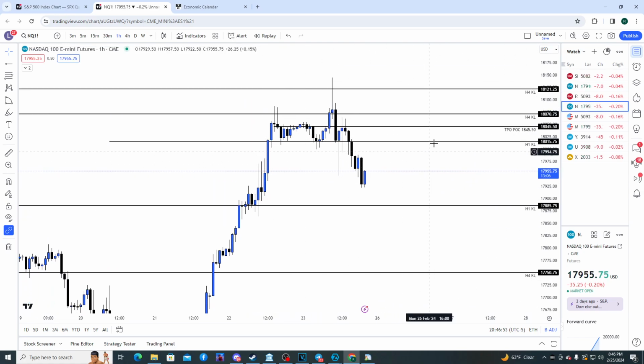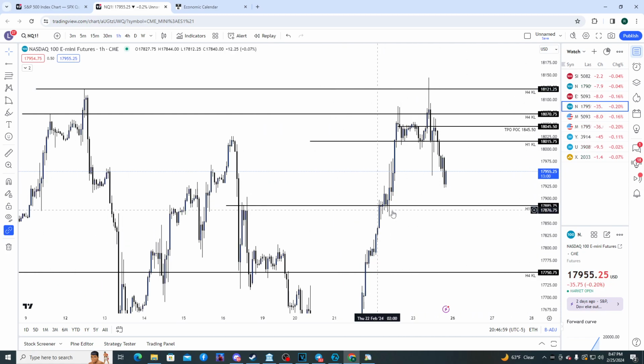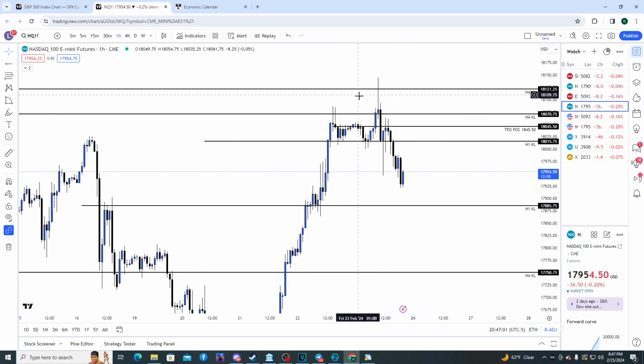Ultimately, I do think we can see continuation to the downside here. We're just really going to have to wait and see what price does in the open, because right now the way price action is forming, we definitely can see that. Now, it'll be a different story if we do start seeing price take out this 18072. If we do see aggressive buying past 18072, I would definitely look to take longs up into 18123.